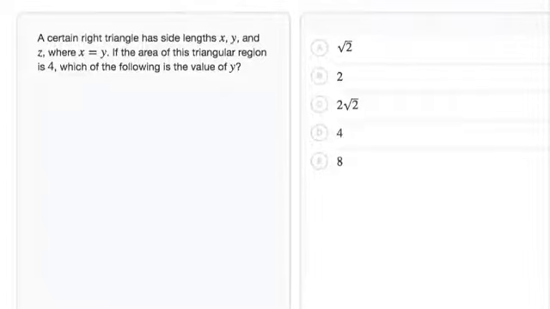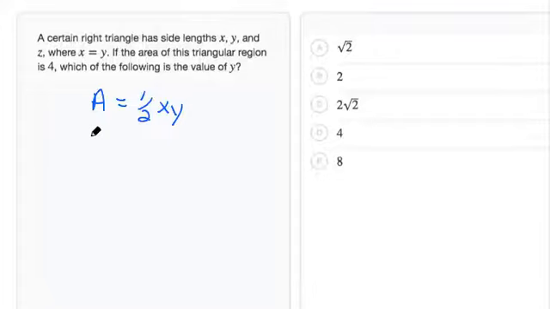Now, base times height for our right triangle would end up being the two legs, and since we know that product, we'll be able to find the area. So our area is equal to 1/2 our base times our height, so x times y. And it doesn't matter which is which because they're both representing legs. And we're told that the area of the triangular region is 4.